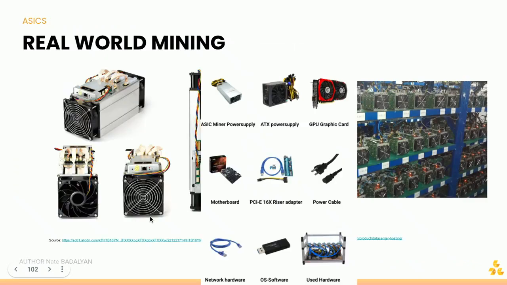And then these are just different types of machinery. I think those are ASICs on the right. This is what a GPU looks like. That's an ASIC miner, power supply. So these are just different hardware you can look at to see what it actually looks like in the real world.